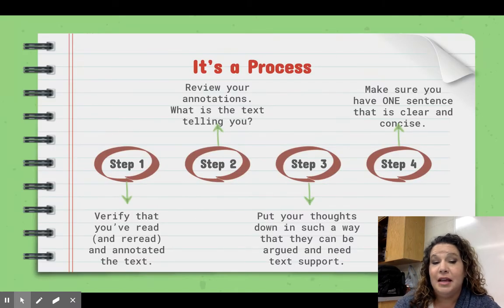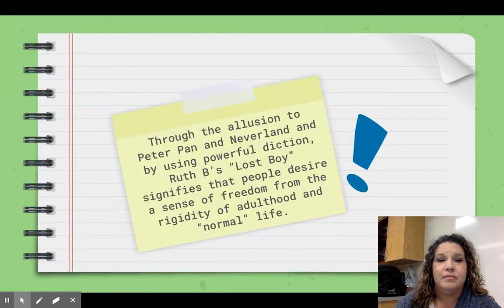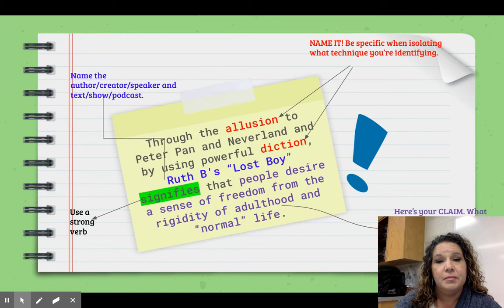When I made the claim statement, I went through the process. So I verified and I reread. I reviewed my annotations. I put my thoughts down in such a way that they could be argued and supported by the text. And I made sure they were in one clear, concise sentence. And my claim ended up being, through the allusion to Peter Pan and Neverland, and by using powerful diction, Ruth B's Lost Boy signifies that people desire a sense of freedom from the rigidity of adulthood and normal life.